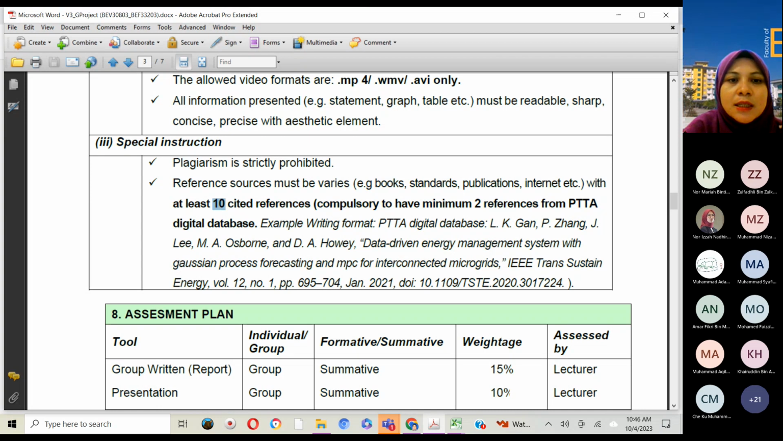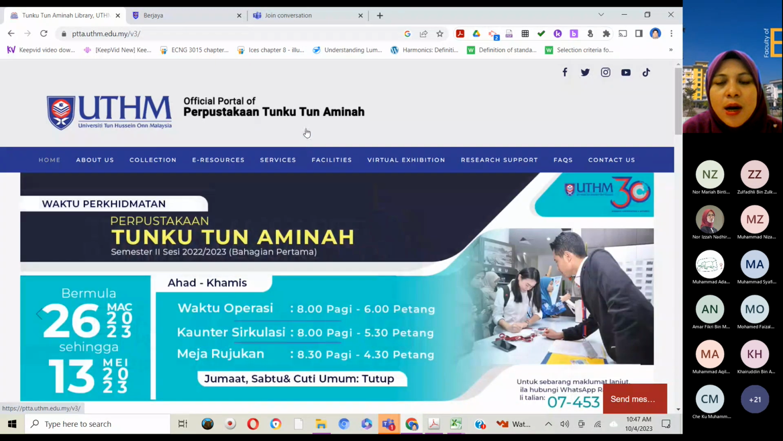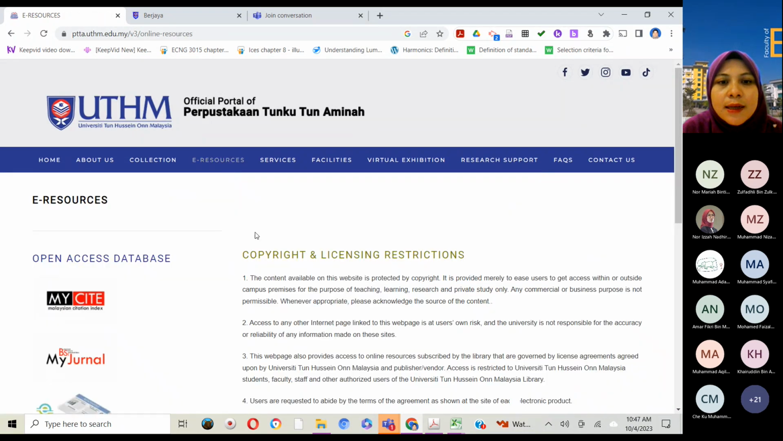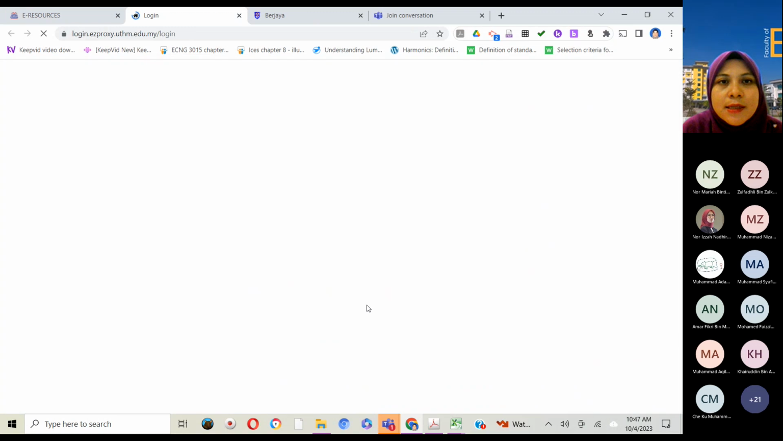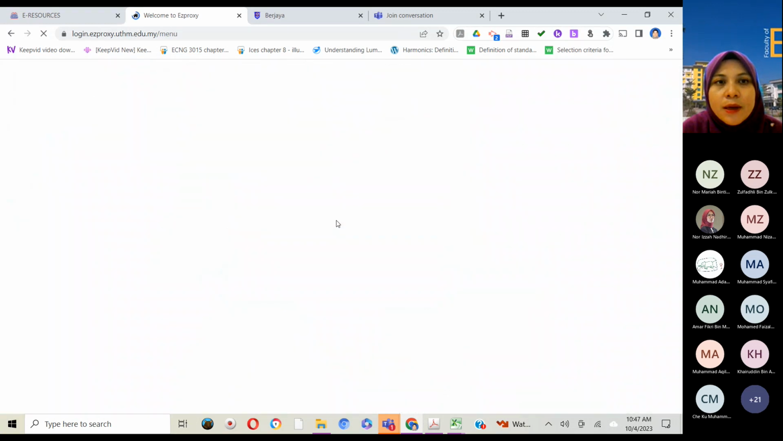Database. Pernah buka tak PTTA digital database ni? Siapa pernah buka? Okay, kalau awak tengok, nampak tak saya punya screen? Nampak. PTTA ni. Okay, kalau awak tengok library ni, kalau awak buka, sebab kita nak kena perkasakan penggunaan digital database ni. So basically daripada sini, you pergi dekat e-resources. Nanti ada kat sini kan. And then you click je. Lepas tu, you masuklah. Katakanlah this one is your login kan. You guna SMAP online tu. Okay, dah masuk.